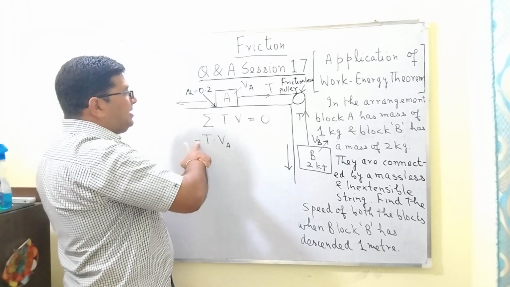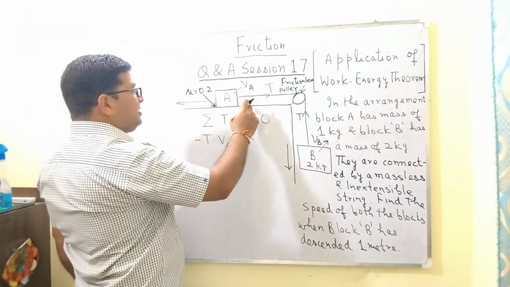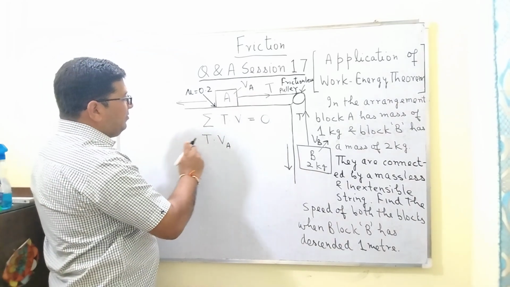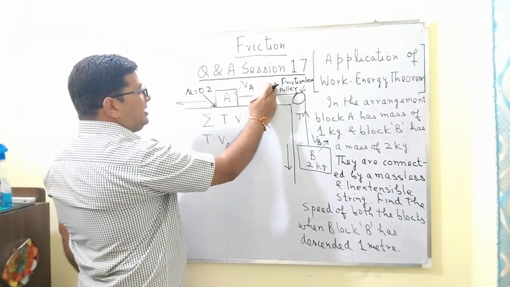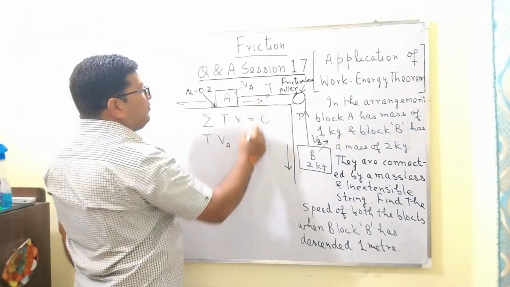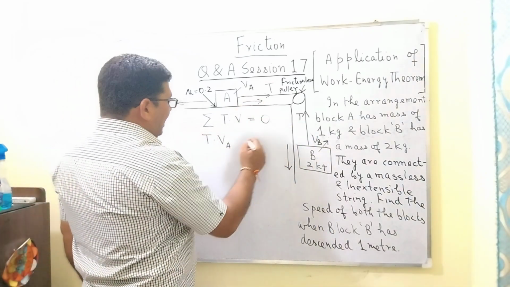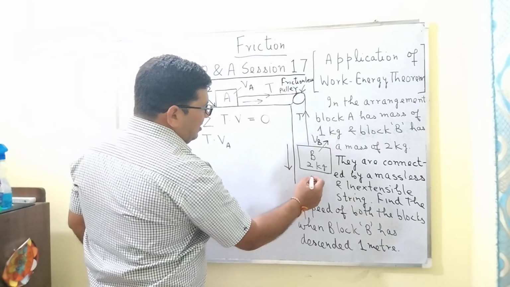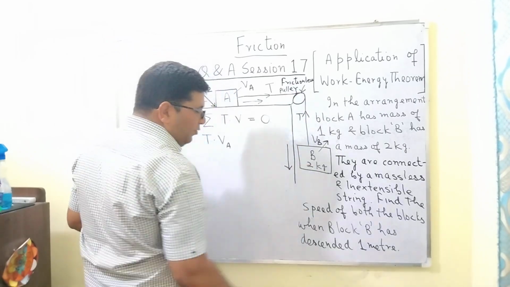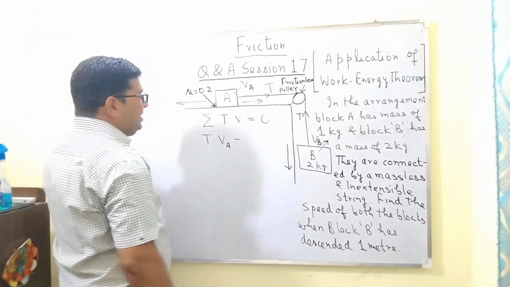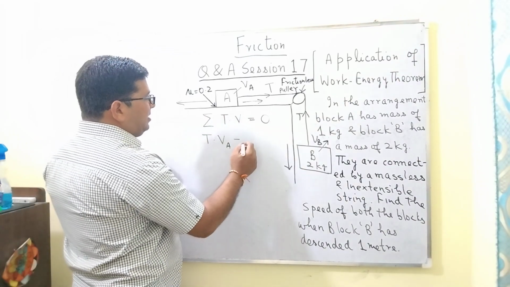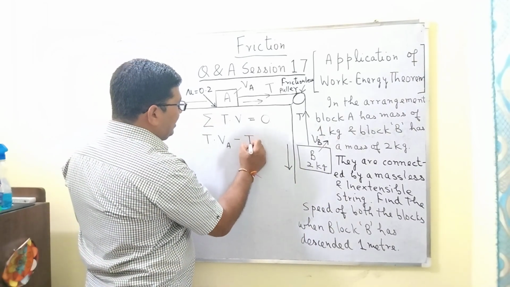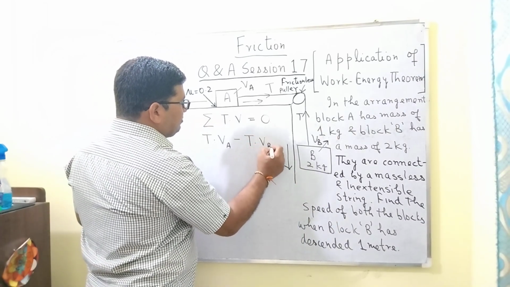So this minus sign indicates the direction. This will be positive because the tension in the string and the displacement of the block is in the same direction. And for this block B, here the tension is in the upward direction, whereas the displacement is in the downward direction. So in this case, the value of this T into V will be taken as negative for this block B. So this will be equal to minus T into VB, and this will be equal to 0.